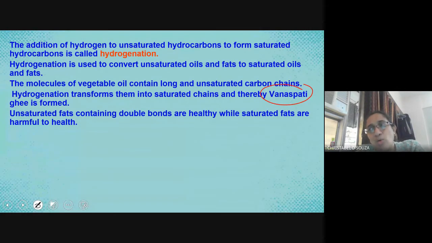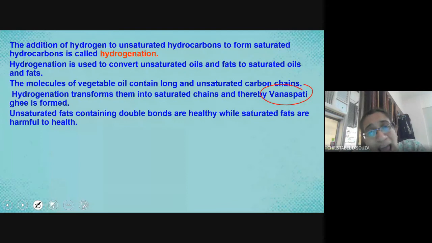Of course, even cow ghee is not really great, but this is the thing: when you transform vegetable oil into ghee by hydrogenating it, the saturated chain is formed from an unsaturated chain, right? And these unsaturated fats are healthy, whereas the saturated fats are harmful to health. So the vanaspati ghee, vegetable ghee as they call it, which sometimes you have, is harmful to health. I'll show you a picture of this vanaspati ghee at the end. Maybe you'll be aware in case you're using it in your houses. It is harmful to have.